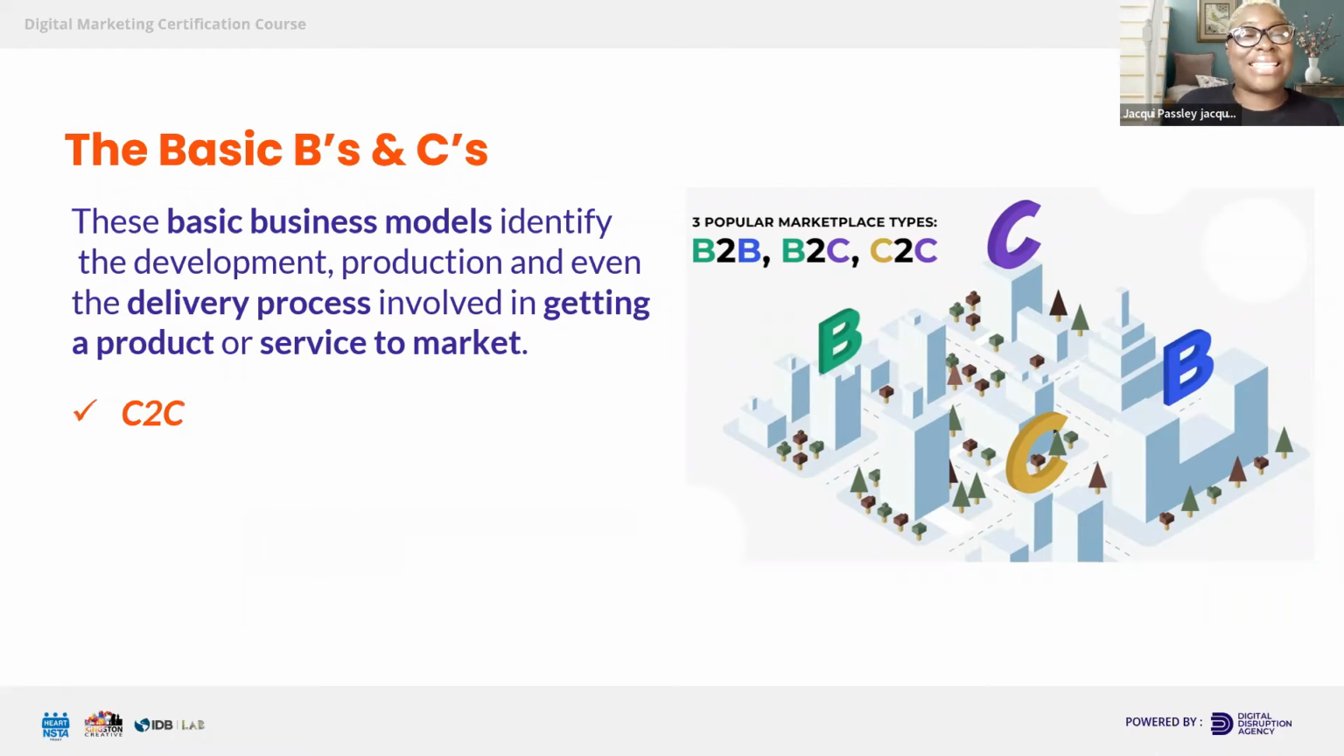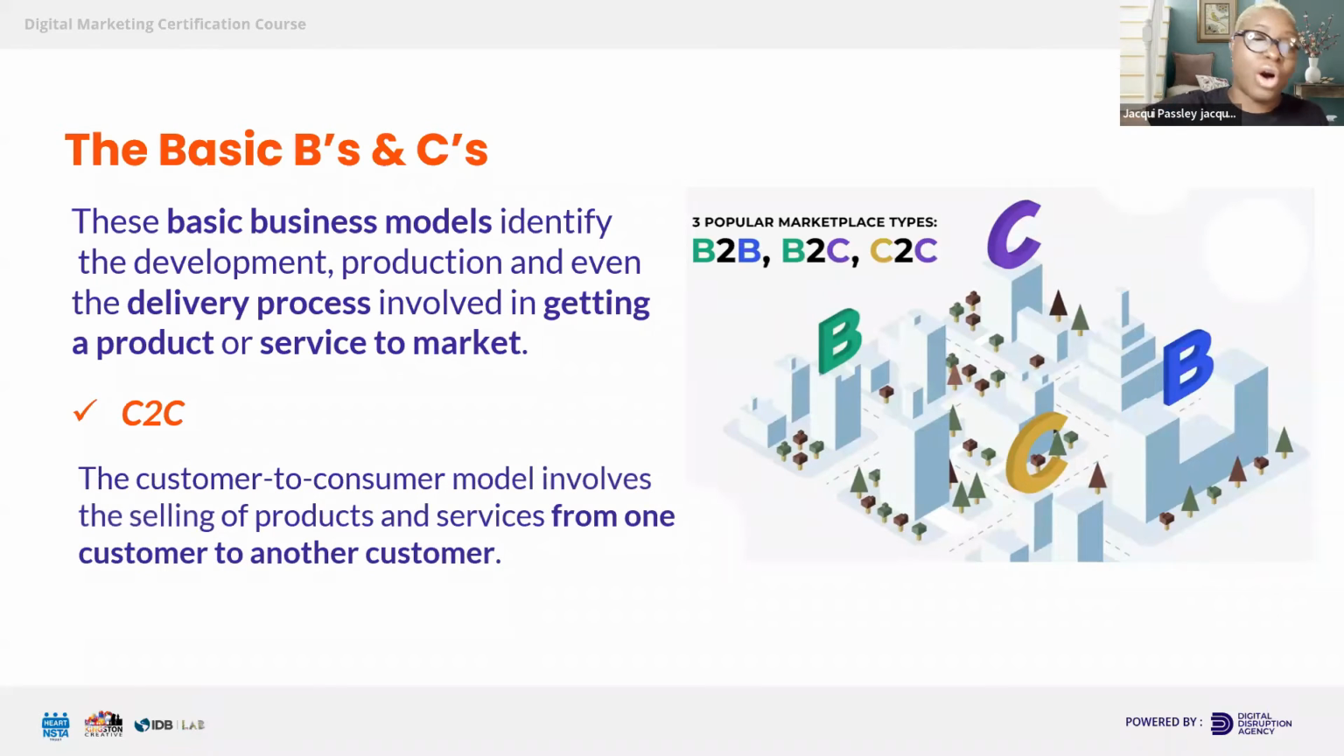And now the C's, C to C. What is C to C? C to C stands for customer to customer. And what this model involves is the selling of products and services from one customer to another customer. Let's think of some C to C companies. Amazon. If you are a seller on Amazon, you're putting your products on Amazon and you're selling directly to another customer on Amazon. So Amazon is just a platform, right? Amazon is just a platform.